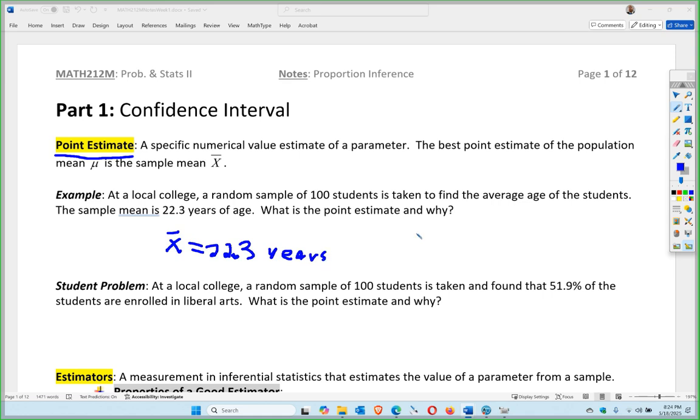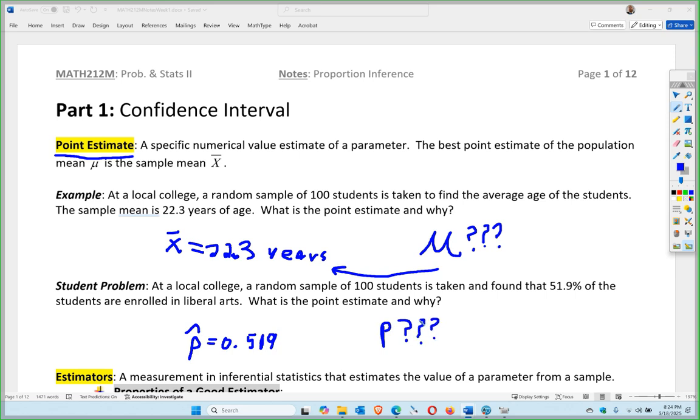And the reality is, what are we trying to find? We're trying to find mu, the population mean. That's what we're trying to find, but we don't know that. We need a point of reference or a point estimate, which is our sample here. So at the local college, a random sample of 100 students is taken and found that 51.9% of the students are enrolled in liberal arts. All right, so that is our point estimate, 0.519. Does that mean that's actually the real answer? Who knows? As to what the actual population proportion is, we don't know. Okay?